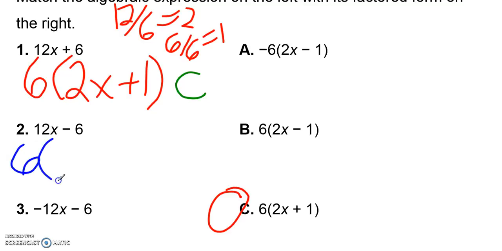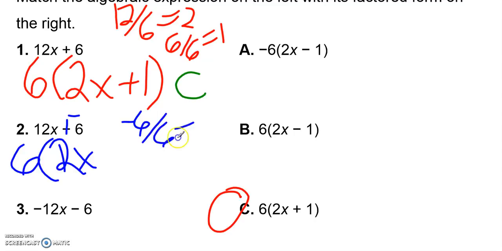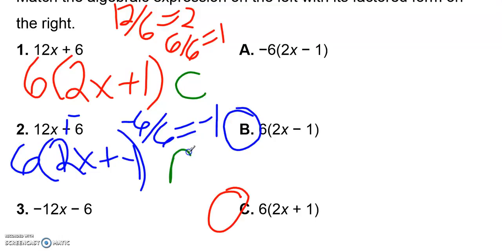Now I'm going to do this again. 6 can be factored out. So I'm left with 2x, and this is a negative 6 divided by 6, so that equals negative 1. So then that's plus negative 1, which is this one. So this one is B.